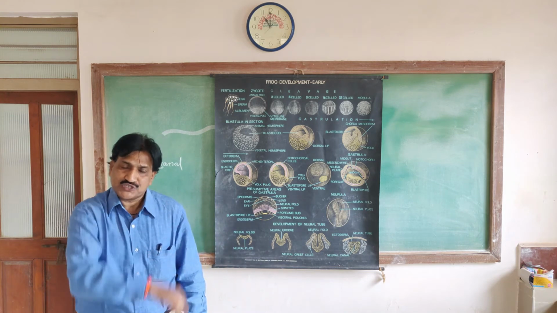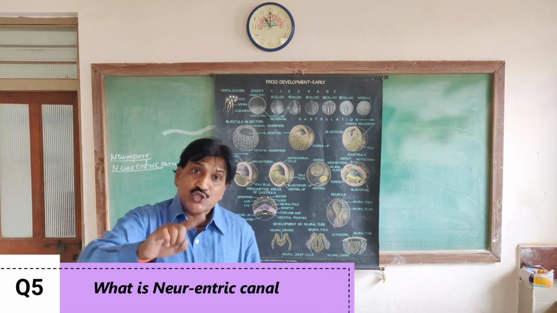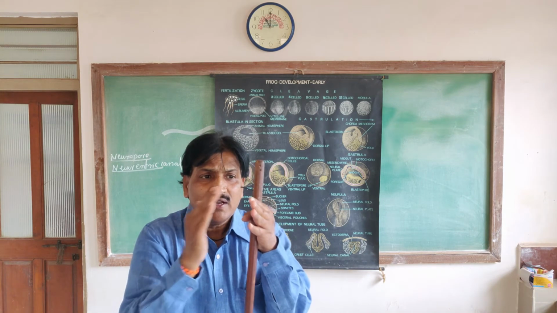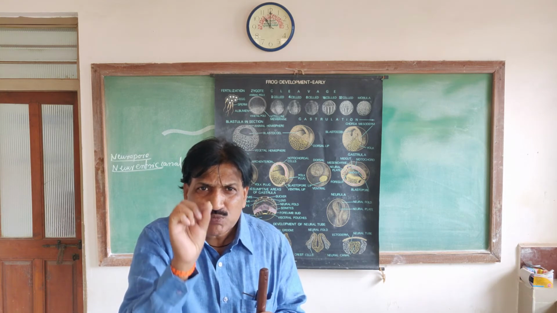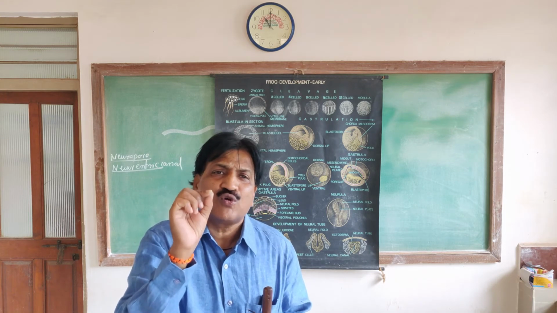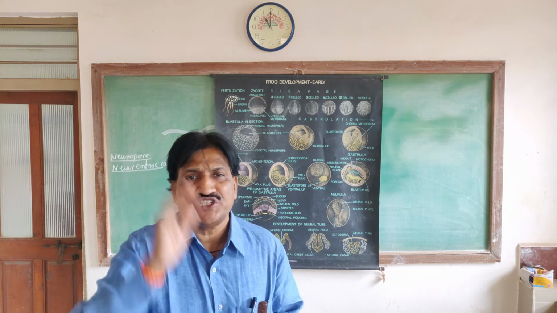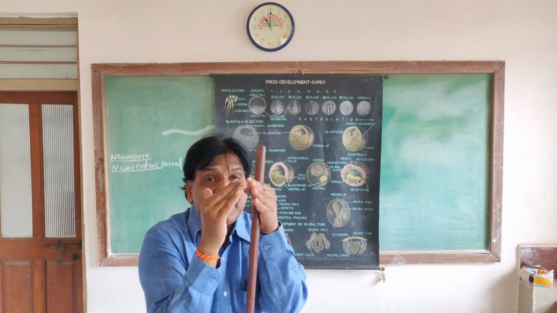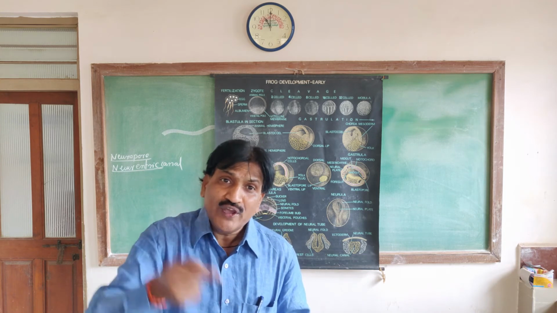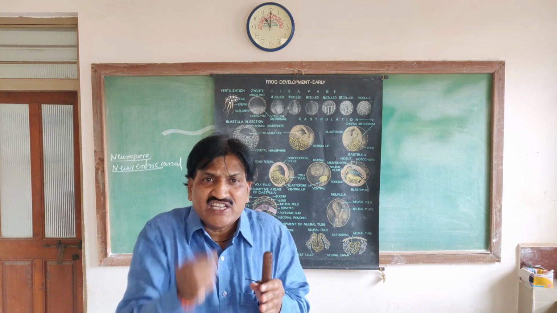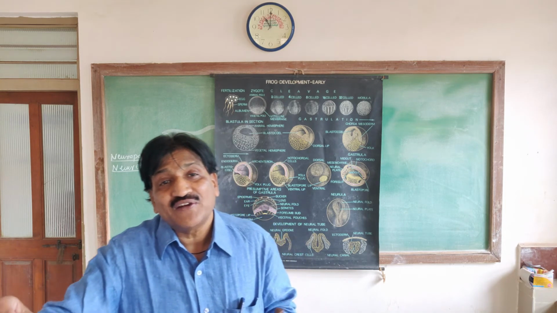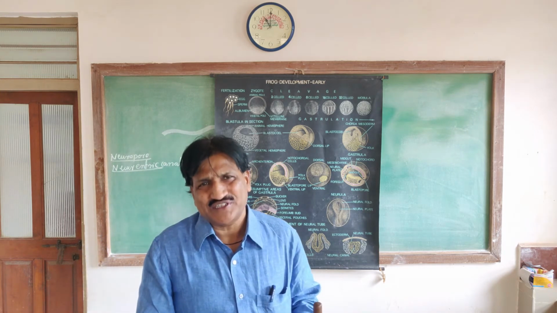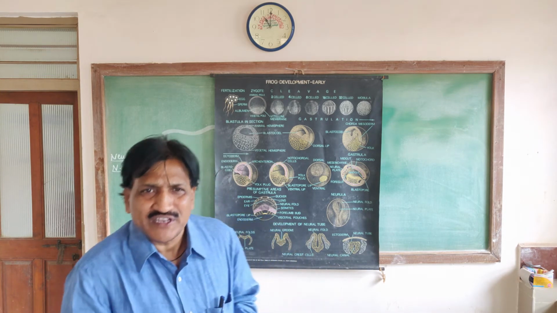There are two more questions. What is the neuropore? Neuropore means the folds do not fuse together, they remain separated, leaving a small space, a gap. That gap is called the neuropore. It is of temporary nature, present at the anterior end. The neuroenteric canal is a short canal, a communication between the archenteron and the neural canal. It is also of temporary nature.